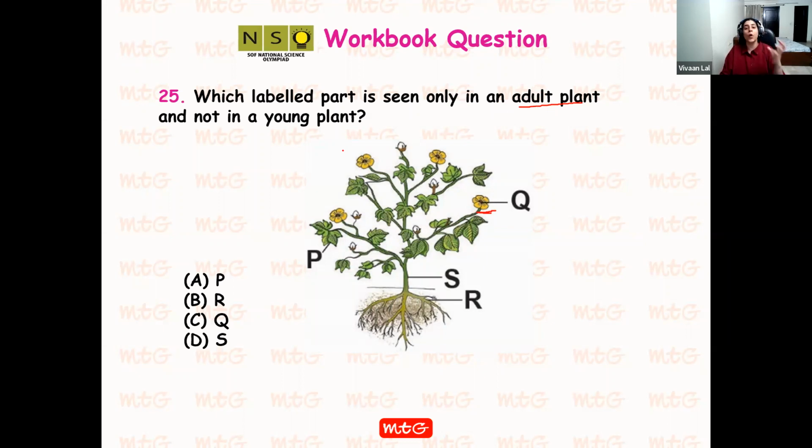A flower is only seen in an adult plant. Young plants, they don't bear flowers, right? And what is P over here? Leaves. And what is S? S is the stem. And R? Roots. Root, right. So the correct option will be Q. Children, remember that flowers are only seen in adult plants and they cannot be seen in the young plant.